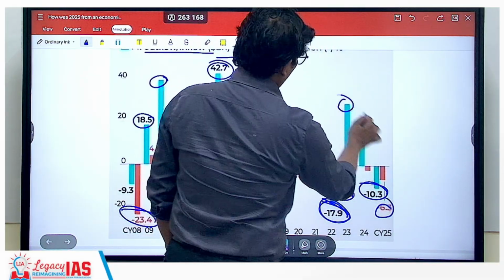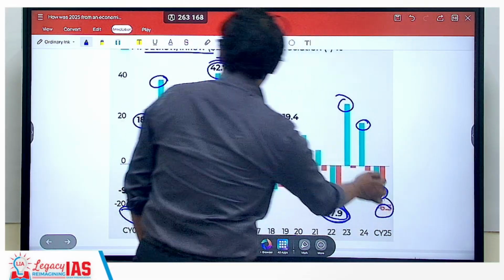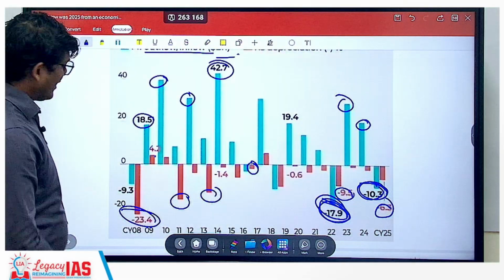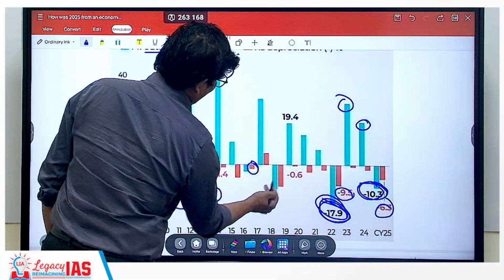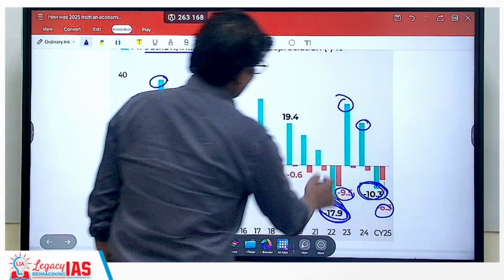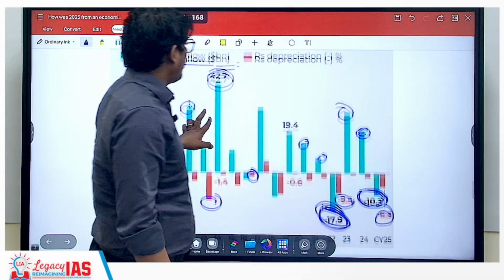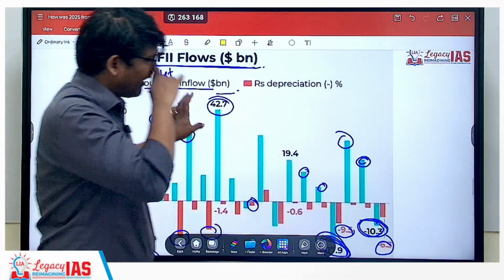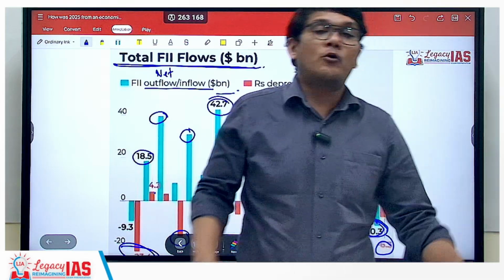So here of course it's positive, here also it's positive, but there are considerable amounts of negative as well over here. Whereas throughout these years you will see majorly positive and very less amount of negative. But here you are seeing very less positive and huge amount of negative. So the indirect investment or the institutional investments that are there, it is generally flowing out of the country.